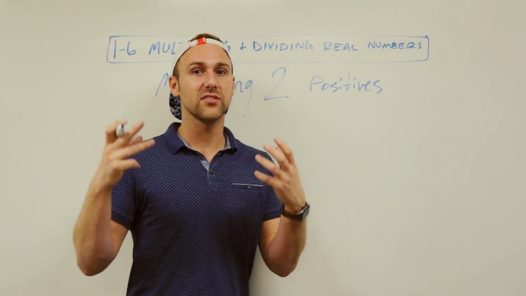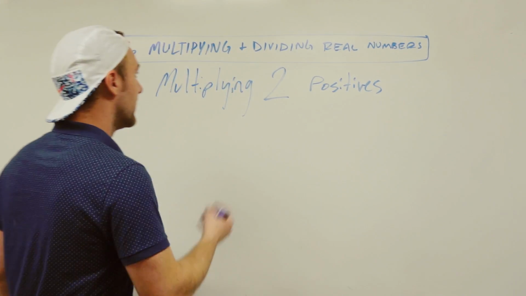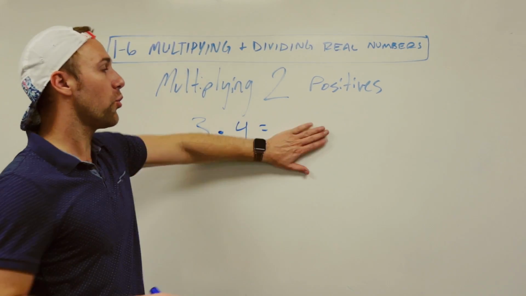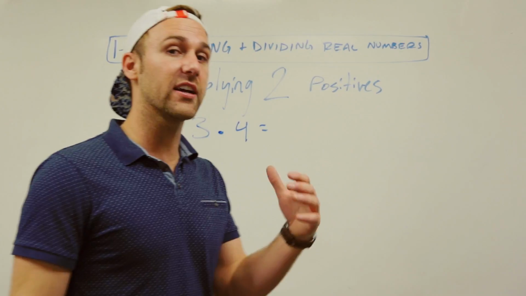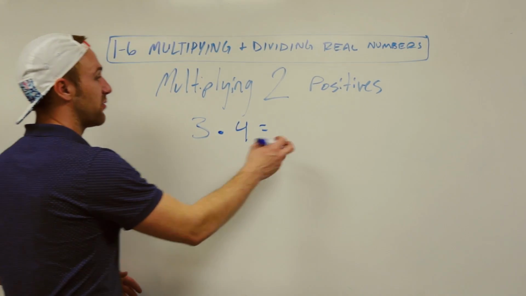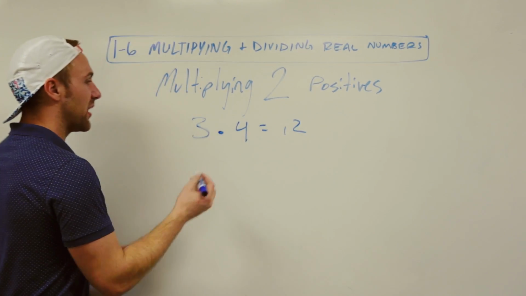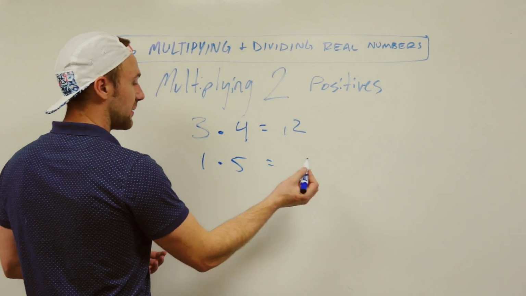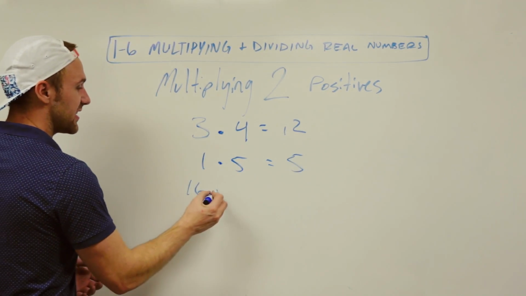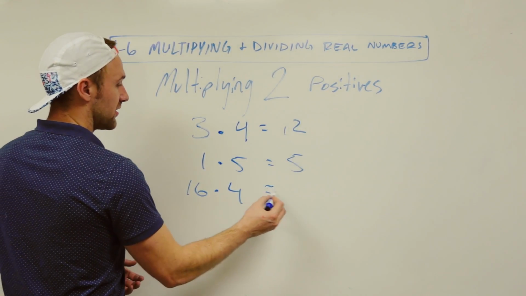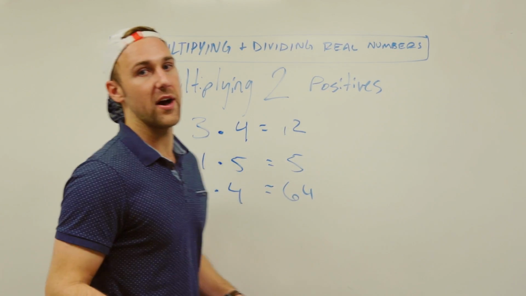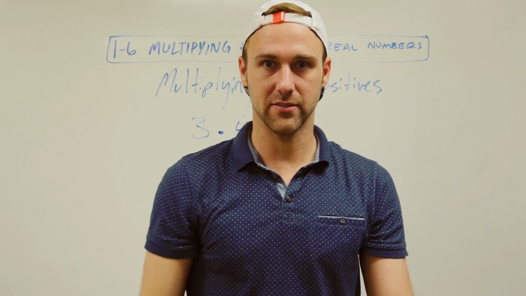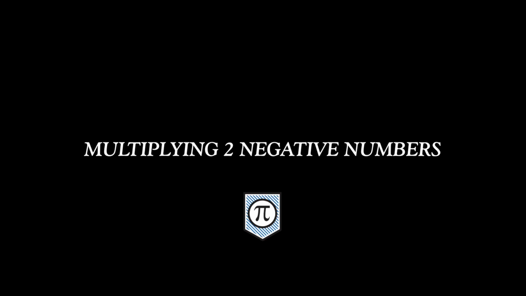If you have two positives, only good is going to come out of it. So when you're multiplying like 3 times 4, there's no reason that'll be a negative. It's going to remain a positive. It's going to be bigger. 3 times 4 is 12. Anytime you multiply two positive numbers, 1 times 5, it's a positive 5. 16 times 4, it's going to be 64. It's always going to be a positive. Anytime you multiply two positives, it's going to be a positive all the time.